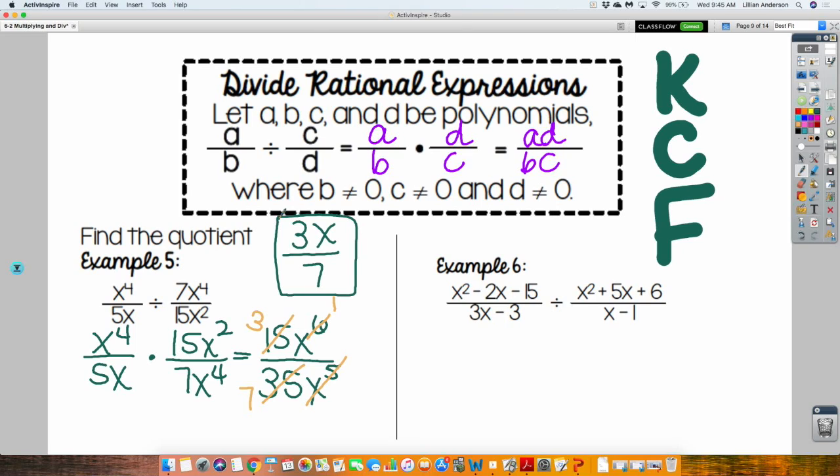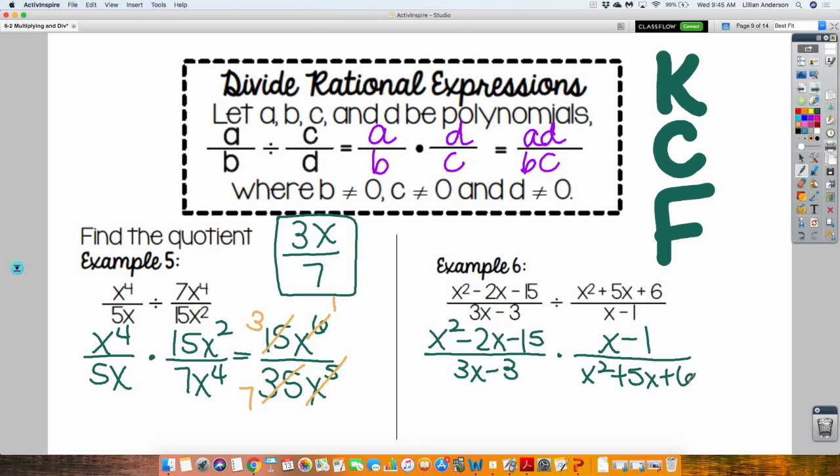Okay, so we're good? For this one, I'm going to go ahead and flip it: keep, change, flip before I start multiplying. Once you do this enough times, if you're like, oh no, I'm good, I can just go straight into factoring and I'll remember to flip, then that's fine, but it doesn't hurt to be too careful.